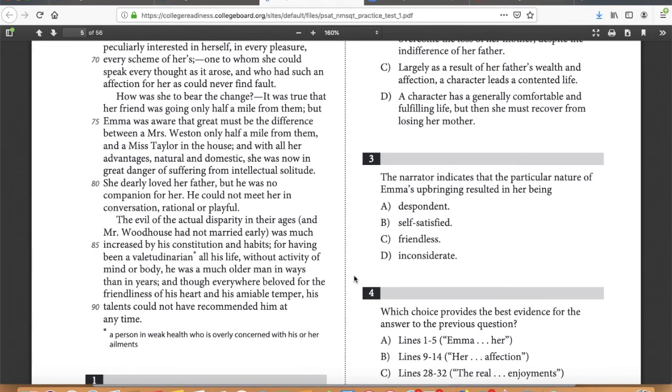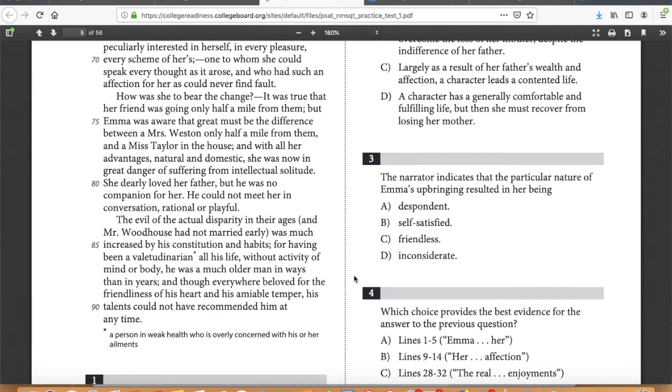Okay. Now, what does it mean here when it says, for having been a valetudinarian all his life, without activity of mind or body, he was a much older man in ways than in years? It's saying that he wasn't like old, but he seemed much older than he actually is. I wouldn't say he's not old, because it says here he hadn't married early, so he's probably old. But he seems even older. He's not doing well. He's old, but he seems really old.